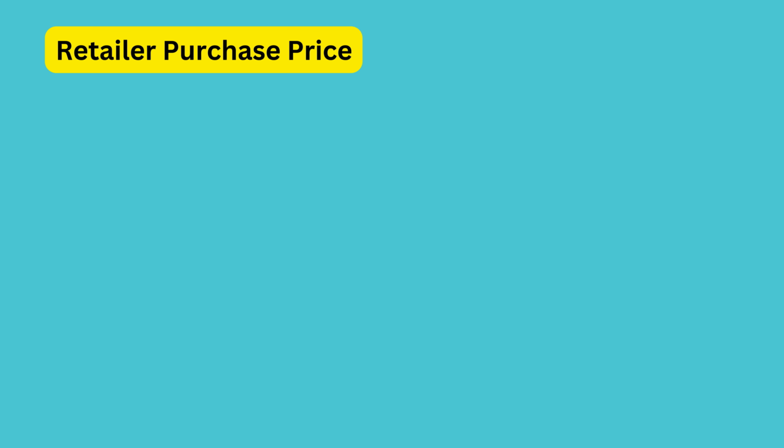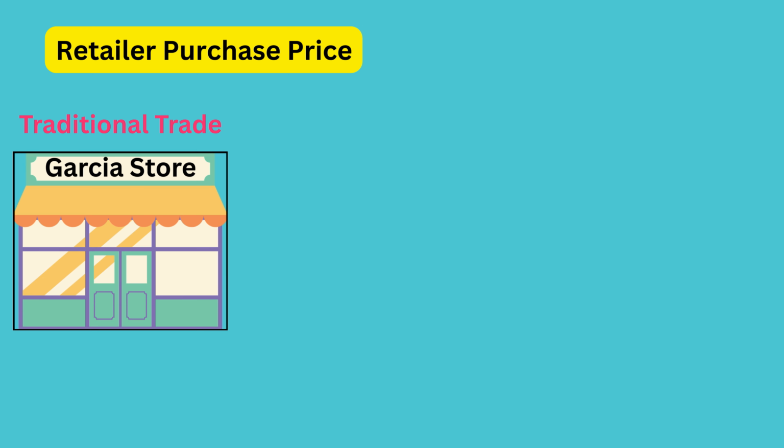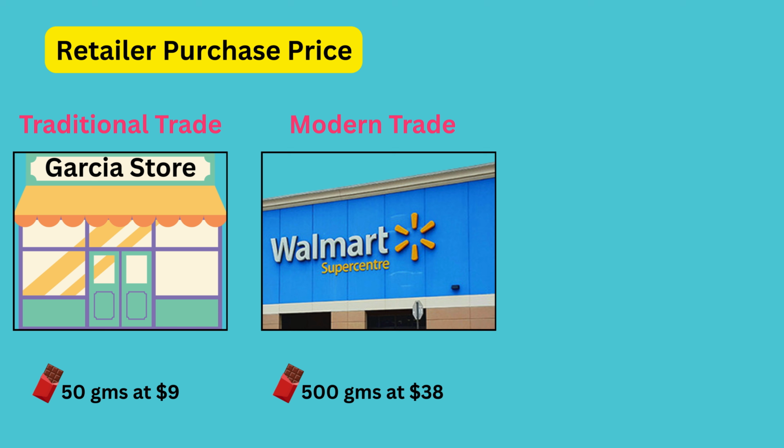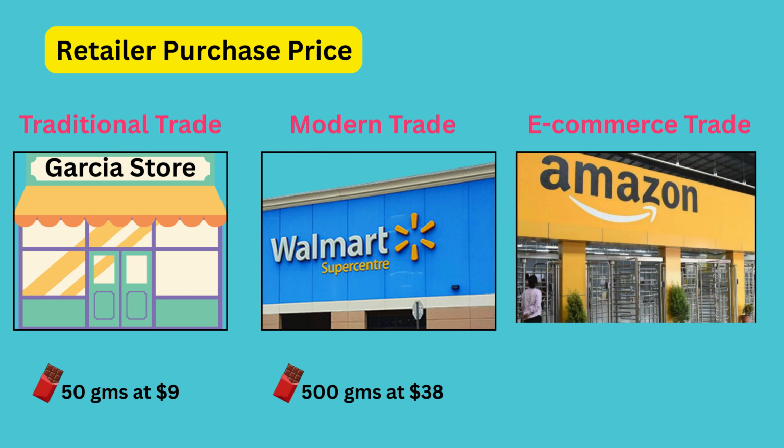So continuing further, here's how it works. There will be separate SKUs or products for different retailer types. So a traditional trade retailer will buy a 50-gram chocolate bar at $9. A modern trade store like Walmart might buy a 500 gram bar at $38, and an e-commerce vendor like Amazon will buy a 100 gram bar at $14. But the final price paid by the retailer will include additional costs. We'll discuss that further. Now, let's understand what is landing price.